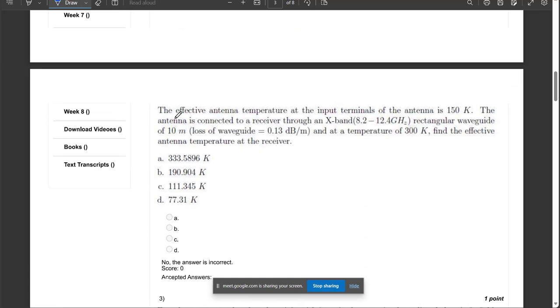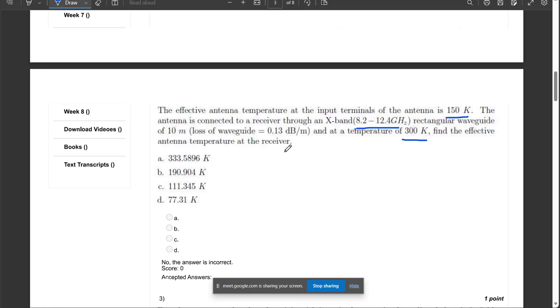So the effective antenna temperature at the input terminal of the antenna is 150 K. Okay, 150 kelvins. The antenna is connected to a receiver through an X band, 8.2 to 12.4 gigahertz, rectangular waveguide of 10 meters. Loss of waveguide is 0.313 dB per meter and a temperature of 300 kelvins. Find the effective antenna temperature at the receiver.